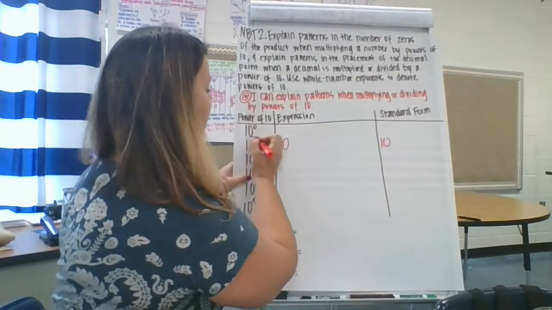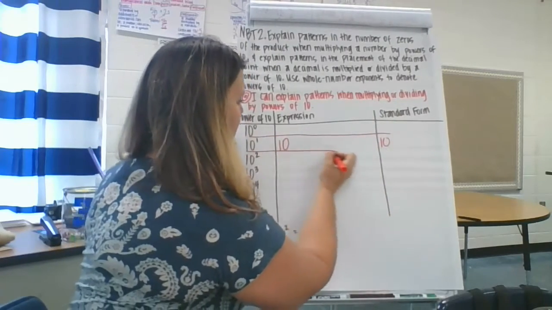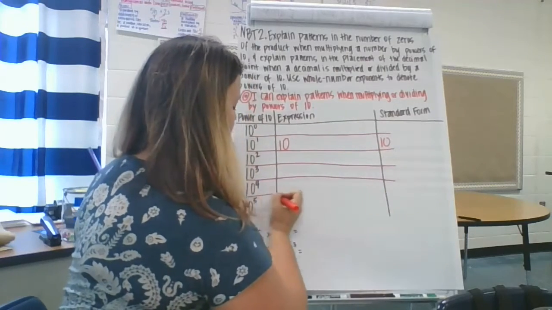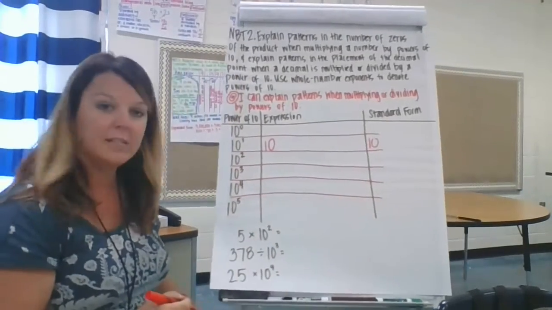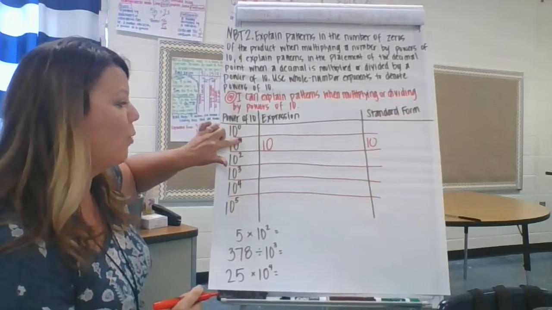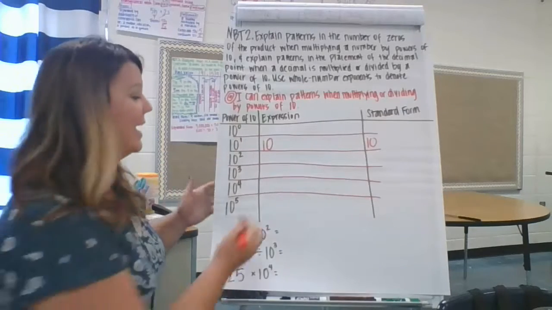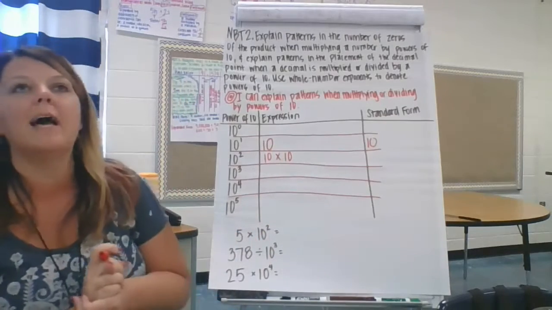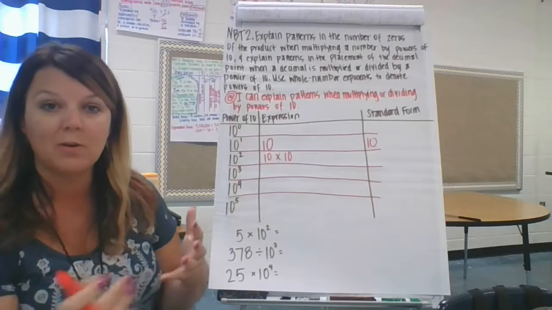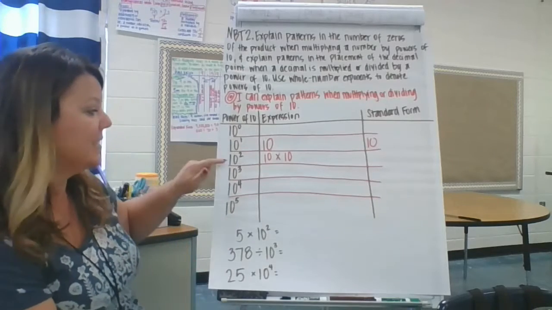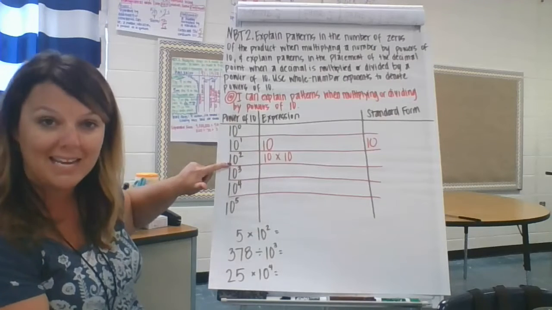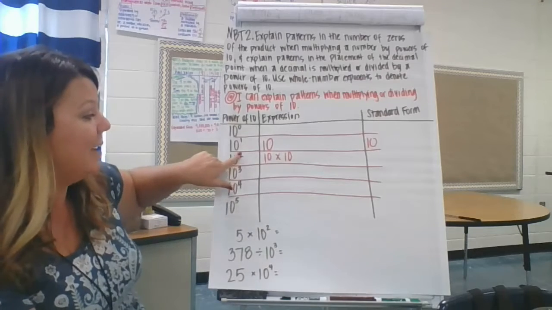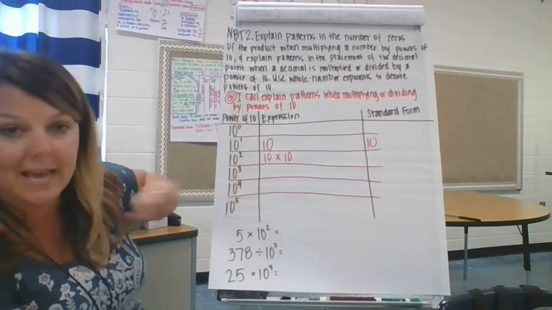All right, so let me add some lines here so we don't lose track of where we are. Okay, so 10 to the first power is simply 10 one time. 10 to the second power is going to be 10 times 10. So like multiplication is repeated addition, exponents are repeated multiplication. So this tells us how many times we're going to multiply the base, which is in this case a 10, by itself. We're going to multiply the base of 10 times itself two times. So 10 times 10.